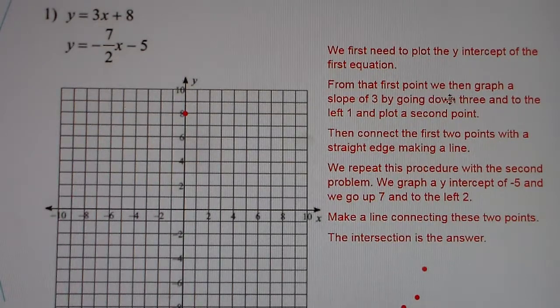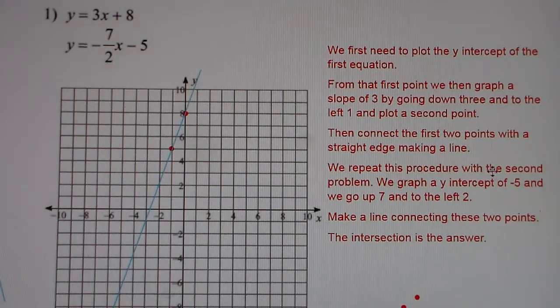Next, from that first point, we graph a slope of 3 by going down 3 and to the left 1. So down 1, 2, 3, and left 1. That's where we're going to put our second coordinate. Then we're going to connect those lines. So I connect them using this blue line.